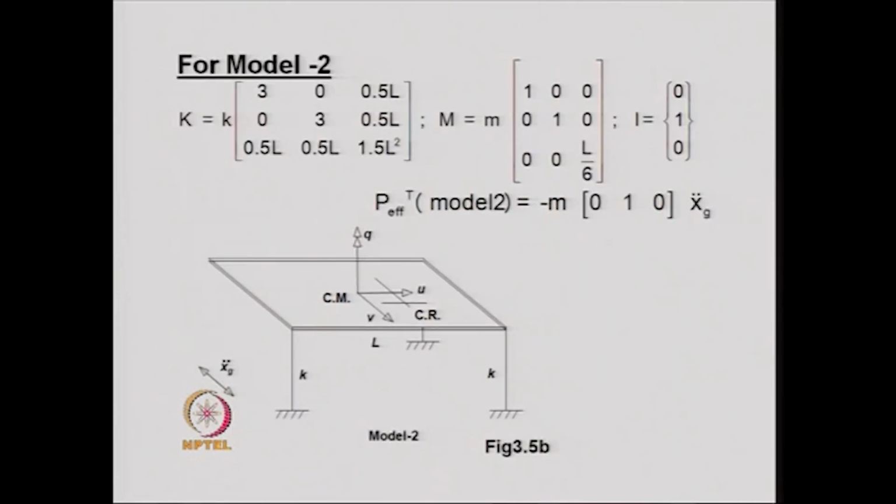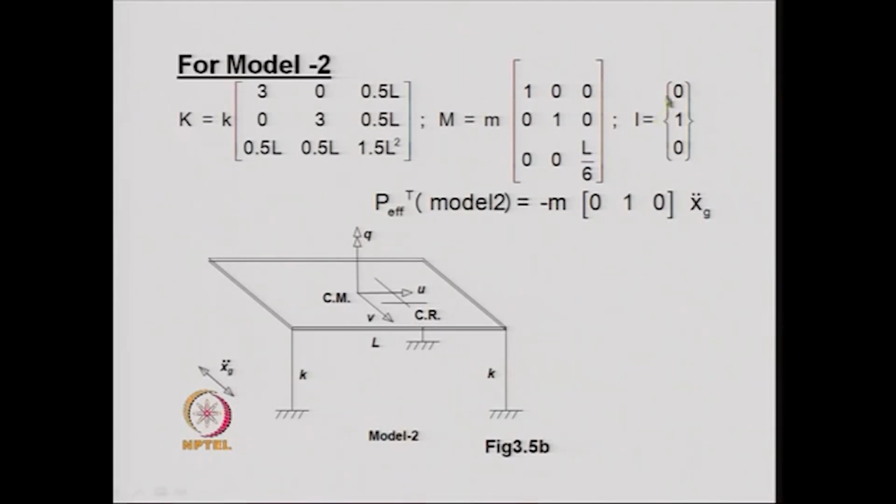For model 2, it is fairly simple, and we can see that since we have declared the degrees of freedom at the center of the mass, then for this direction we have a mass of m, for this direction we have a mass m, and for the rotational degree of freedom we have ml by 6, as the torsional mass or mass moment of inertia about the vertical axis. Other terms are 0. So, this is a classical lumped mass matrix that we generally see in most of the problems.